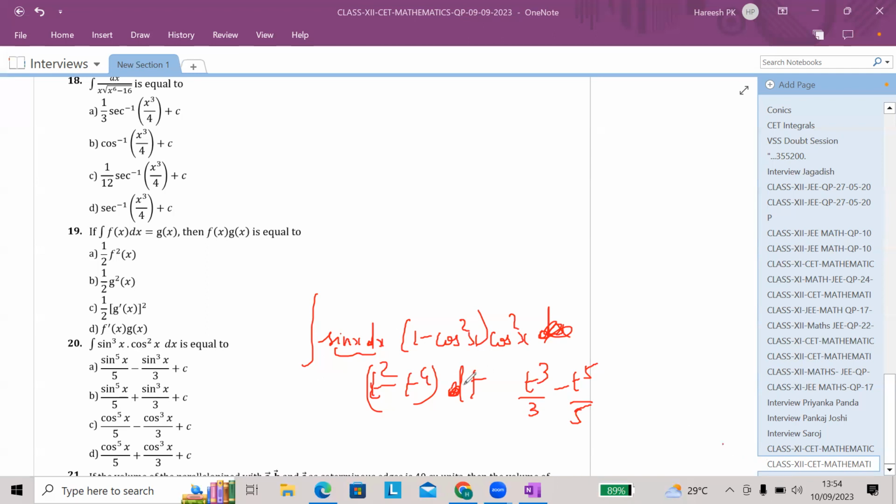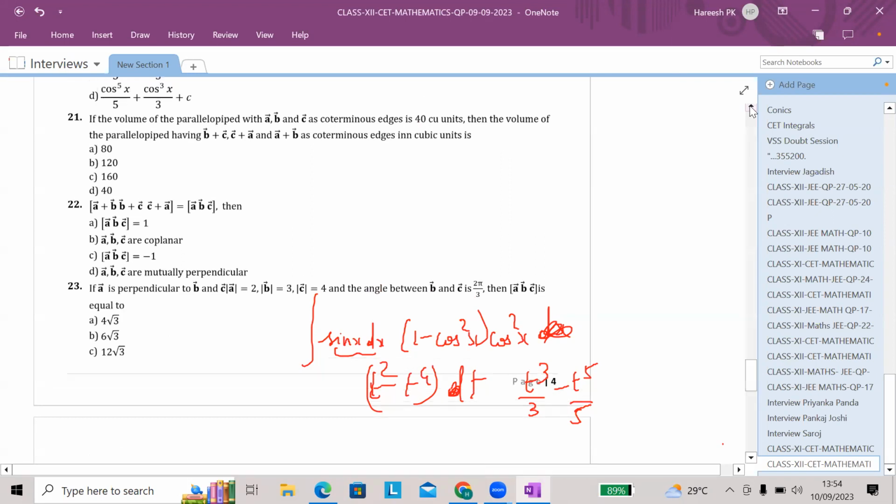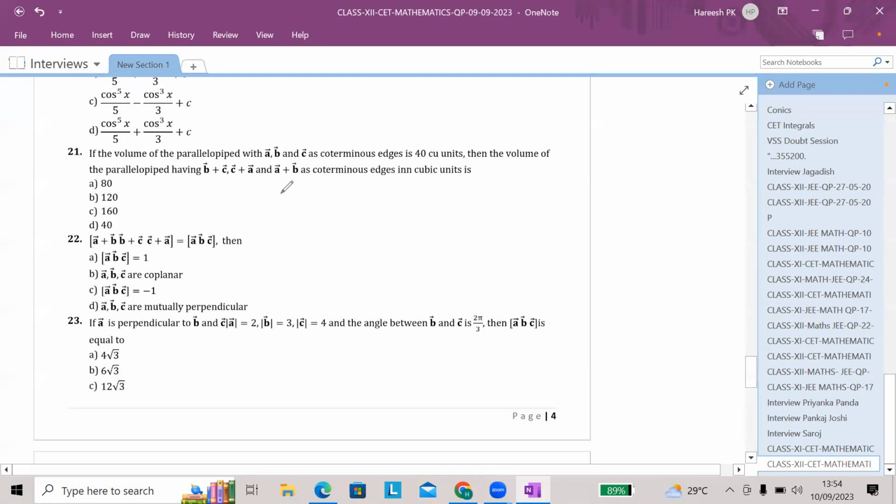Okay, let's move on to the next one. So if box of ABC is 40, how much is the volume of parallelepiped having these as the 3 sides? So if these are the 3 sides, then how to find the volume of the parallelepiped?